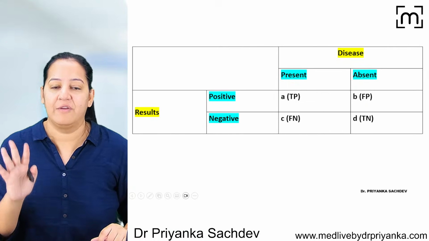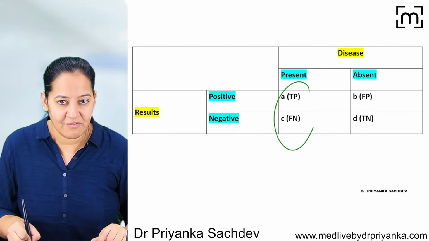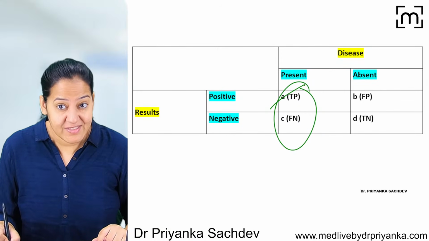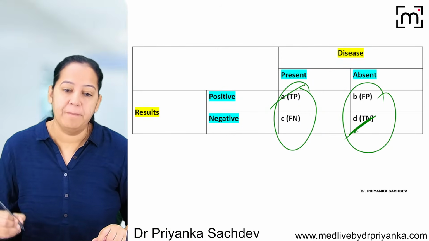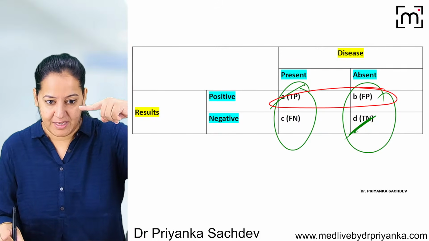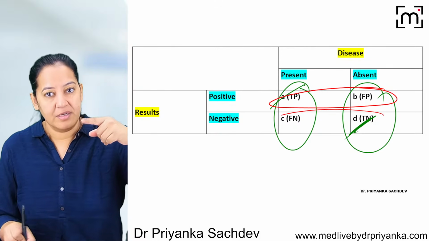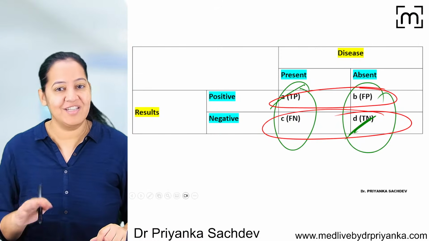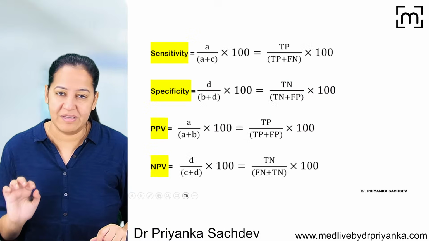You should learn it. If you understand it, what is sensitivity? A upon A plus C. What is specificity? D upon B plus D. What is positive predictive value? A upon A plus B. And what is negative predictive value? D upon C plus D. This is how I learn. And I know what ABCD is. In terms of true positive and true negative, I can always frame the formulas.